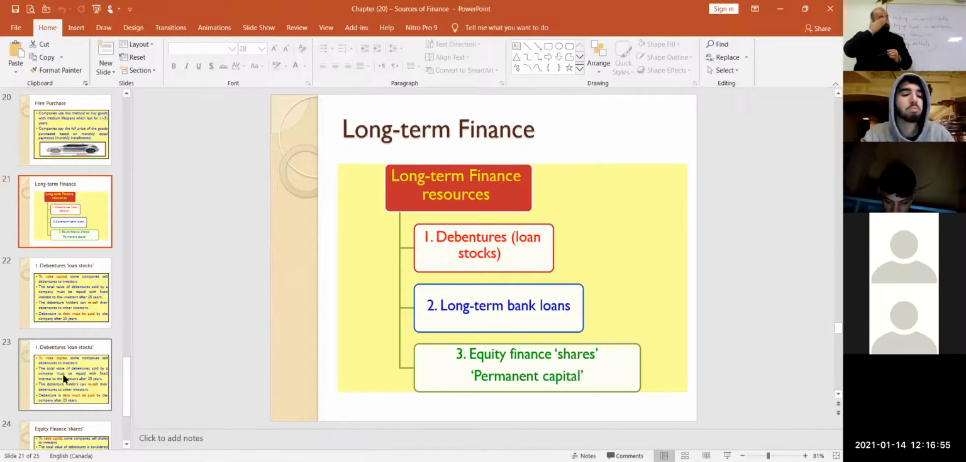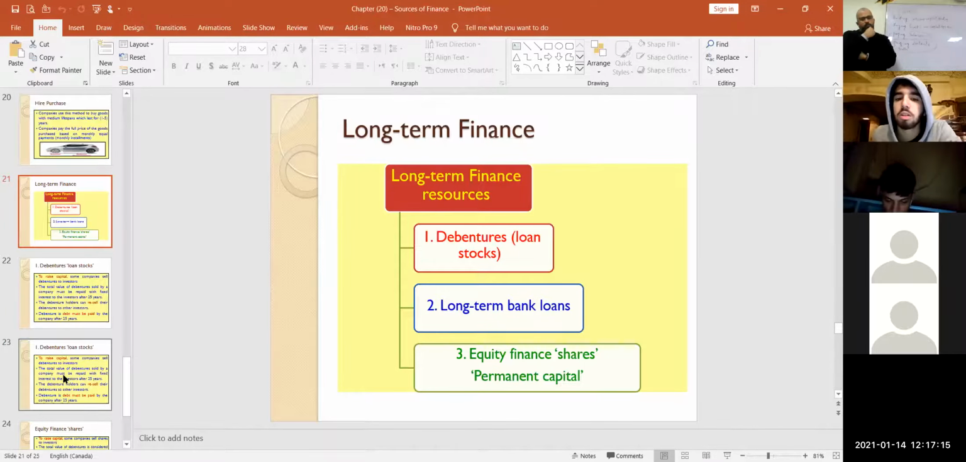Profit from your company, or money from your company. Yes, you can use the retained profits. So until now, you're talking about the internal sources of finance, right? Yes. Okay. Do we have any more sources of finance?